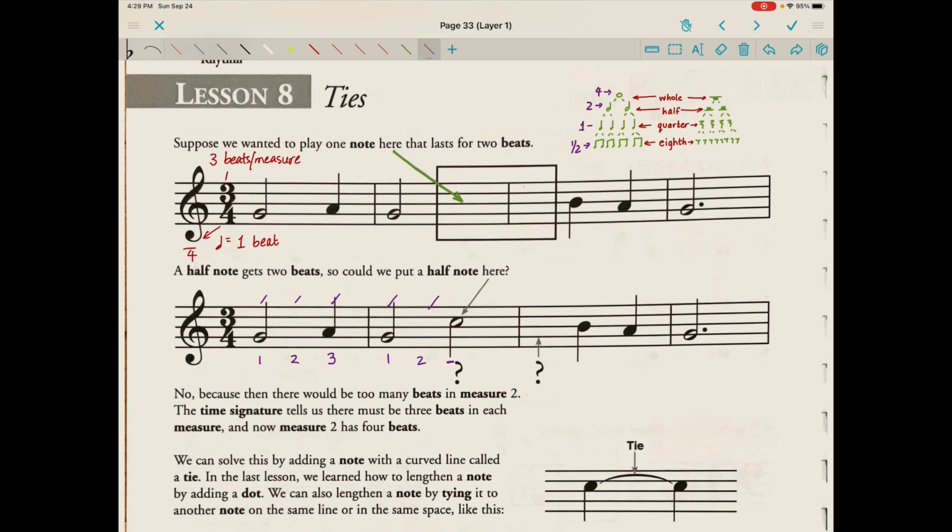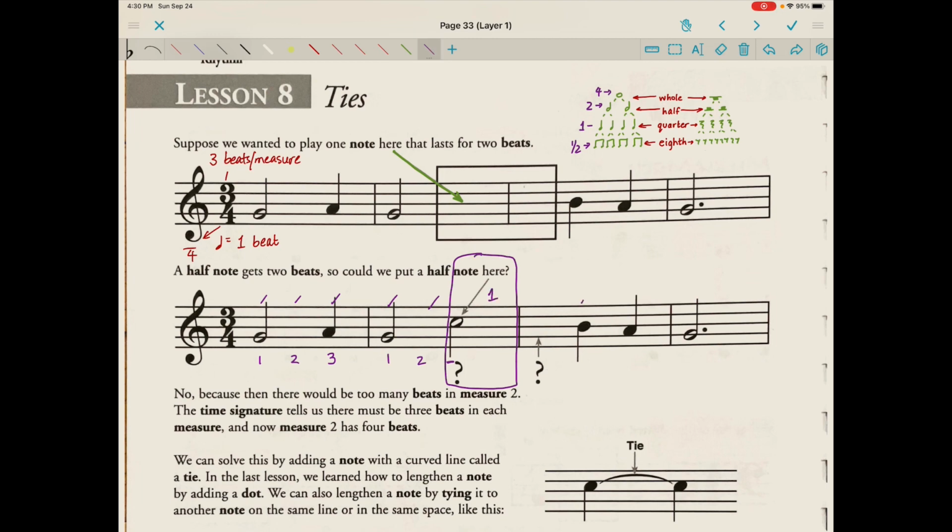Well, that's an extra 2 beats, and 2 plus 2 is 4. So no, that's not going to work because it's too many beats. We actually only have room right here for a 1 beat note. Let's move on to the next measure.